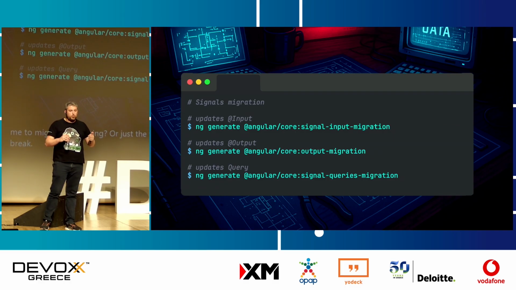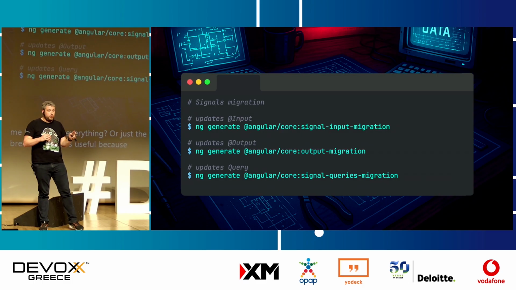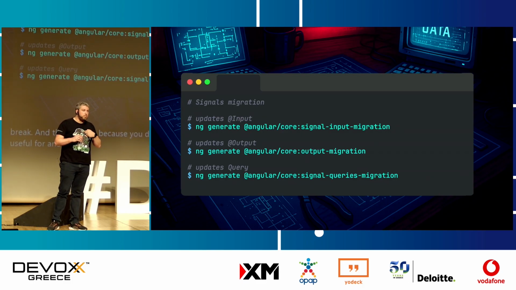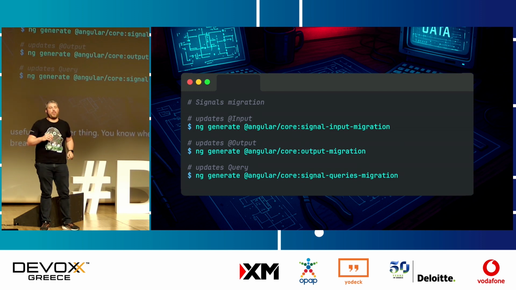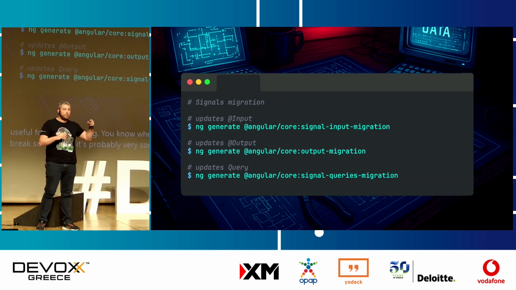And that's useful because you don't break your application, but that's useful for another thing. You know where you did bad things. Because if something breaks, there is probably something strange there. So it gives you pointers to improve your application.